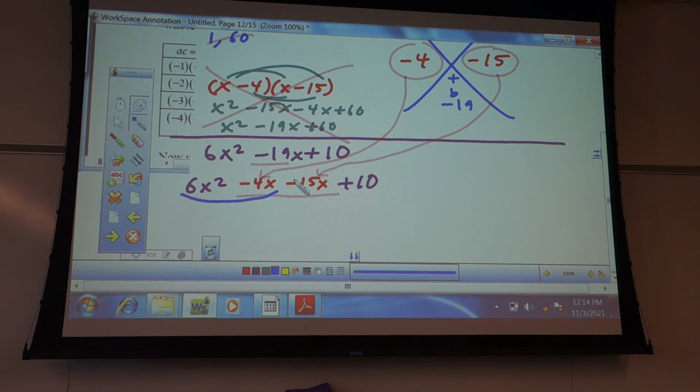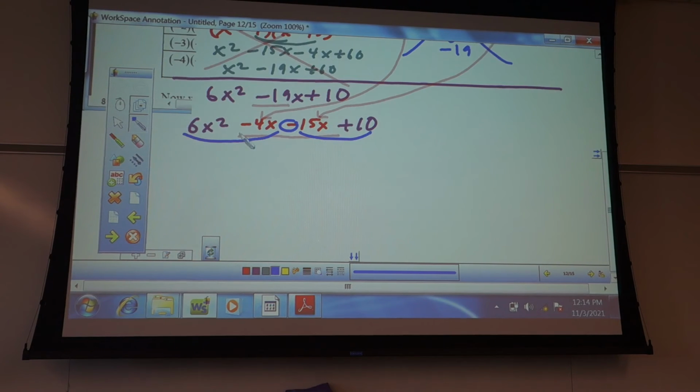These two, circle that. Those two. What can I pull out of both 6x squared and negative 4x? With 6 and 4, I can pull out a 2. And then as far as the x's, I can pull out 1x. I'm left with 6x squared divided by 2x gives me 3x. Negative 4x divided by 2x gives me negative 2. Everybody all right with that part?